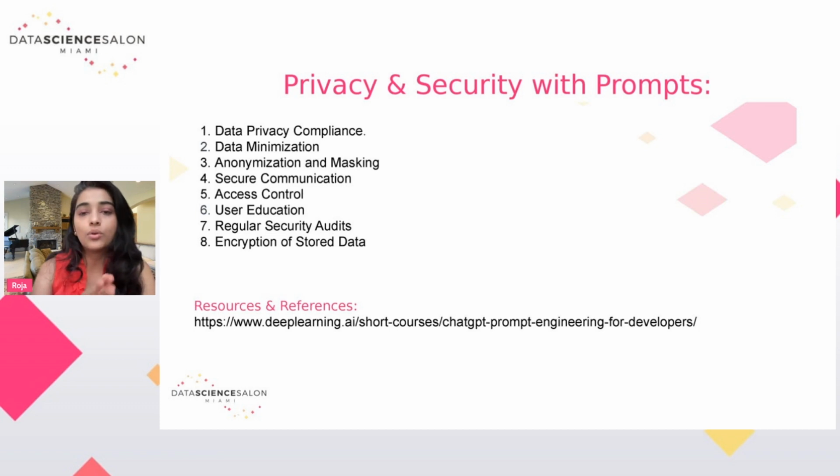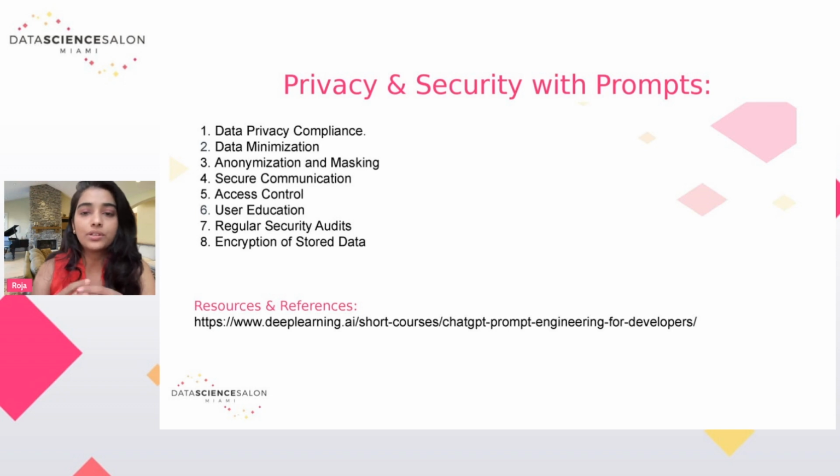It focuses on only providing the system or the AI model with the minimum necessary information in your prompts, and avoiding including any sensitive or personally identifiable information. That is one thing. And the second thing is anonymization and masking. Let us say if you need to use real data in the prompts, consider anonymizing or masking the sensitive information to protect the privacy. You can also replace names, addresses, or other PII with synthetic data or placeholders.